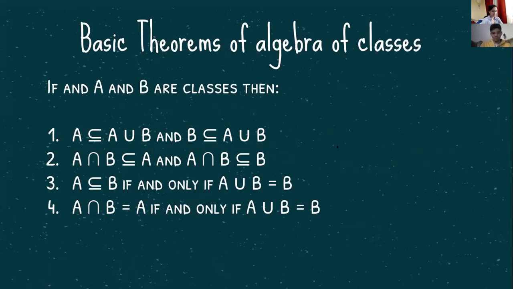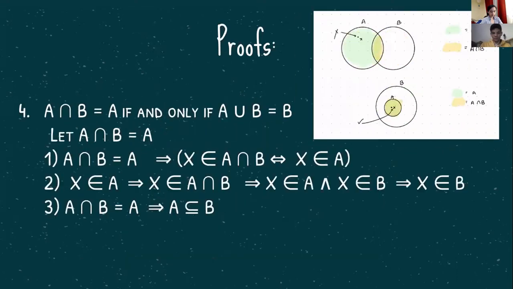Okay, so we'll proceed with the fourth one. That's the statement that we're trying to prove, that A intersection B equals A if and only if A union B equals B. So first I'm going to assume that this is true, that A intersection B equals A. So I know that A intersection B equals A implies that if X belongs to A intersection B, then X belongs to A, and if X belongs to A, then it belongs to A intersection B. So proceeding further, I can say that X belongs to A implies that X belongs to A intersection B, which implies that X belongs to A and X belongs to B, which implies that X belongs to B.